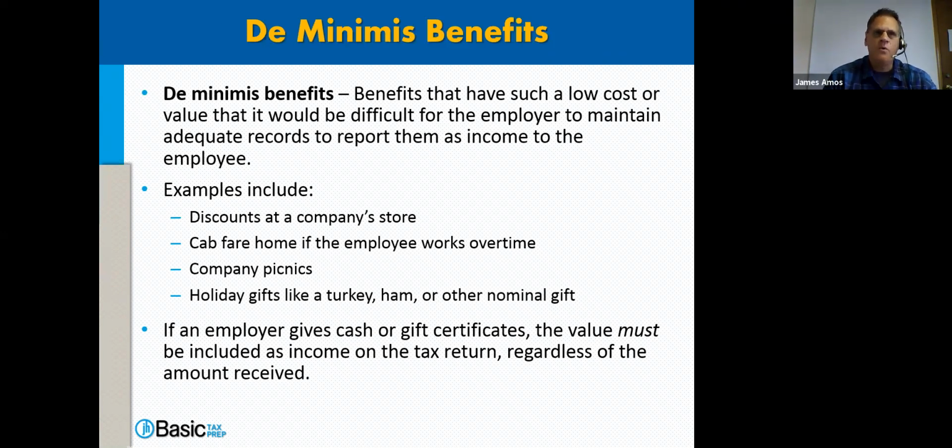Now, however, if an employer gives cash or a gift certificate, that's different. The values must be included as income on the tax return, regardless of the amount received. So, if we give you a bonus, cash, or a gift card worth $50, you're supposed to add that into your tax return. And actually, the employer is supposed to put it in there on the W-2.